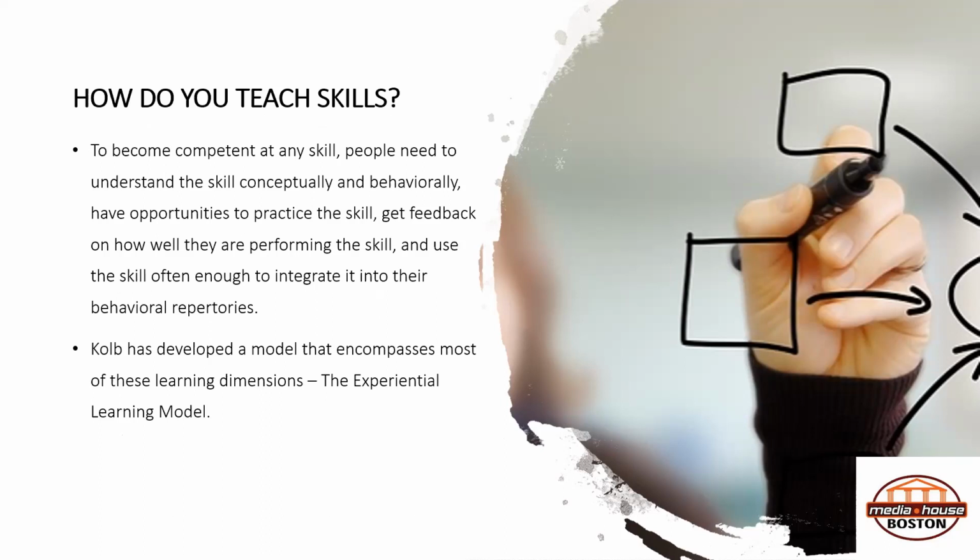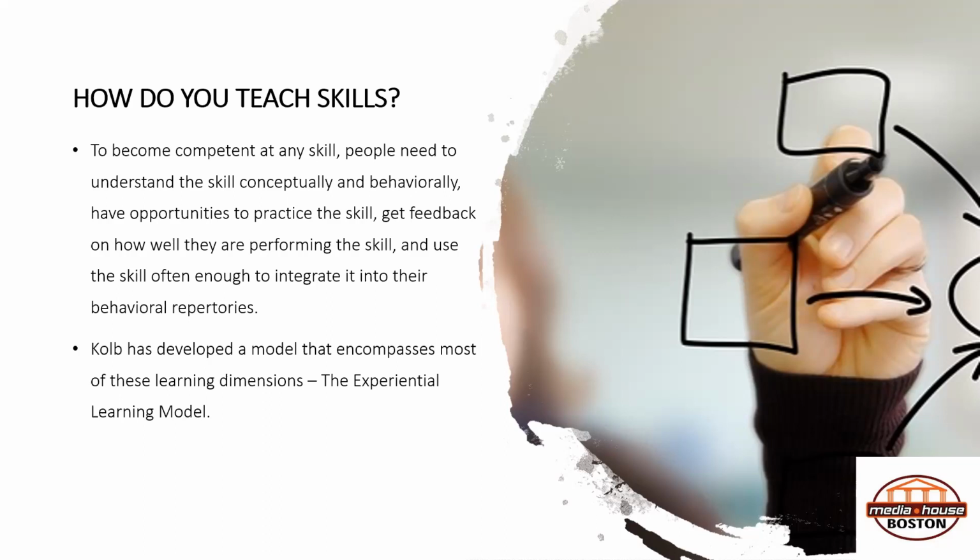Okay. So how do we then teach these skills? To become competent at any skill, people need to understand the skill conceptually and behaviorally, and have opportunities to practice these skills and get feedback on how they are performing. So feedback is an important loop for us in order to assess whether we have improved. Kolb has developed a model that encompasses most of these learning dimensions, and these are important in experiential learning.